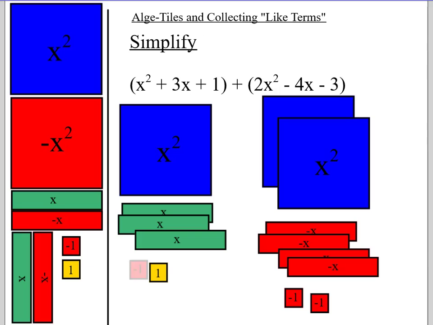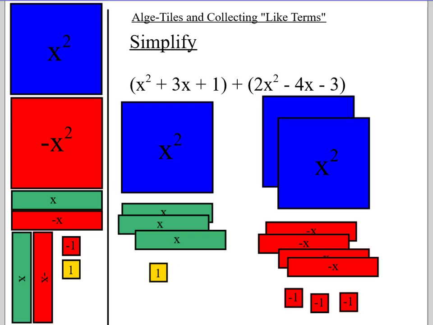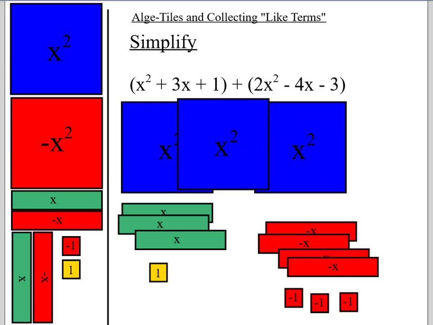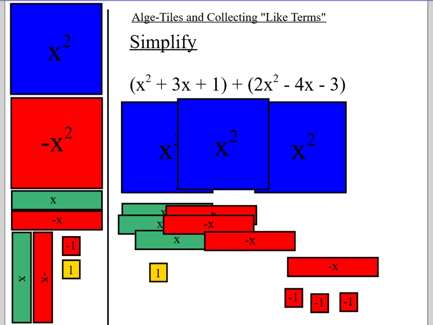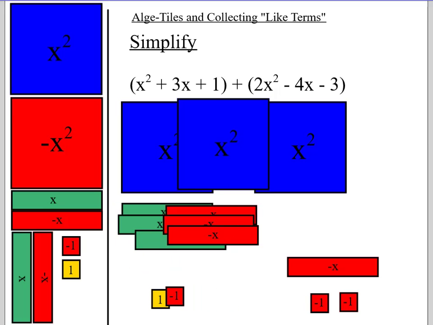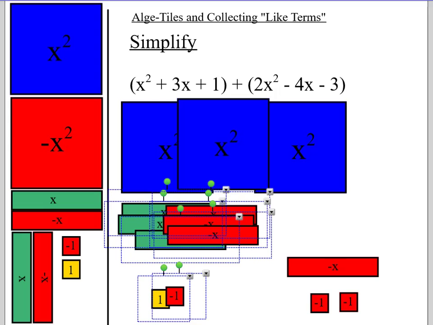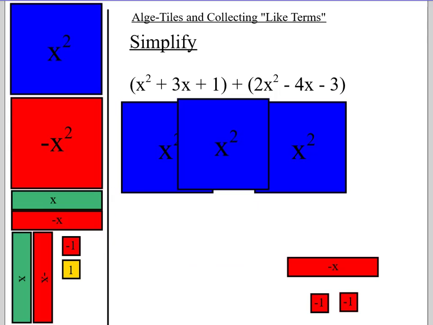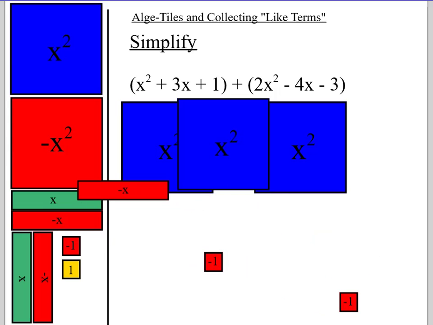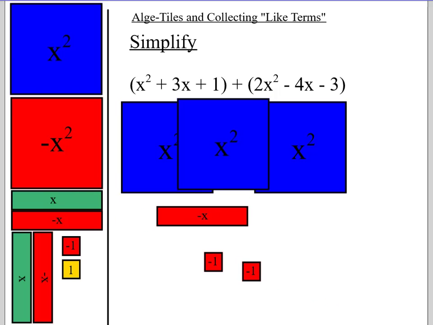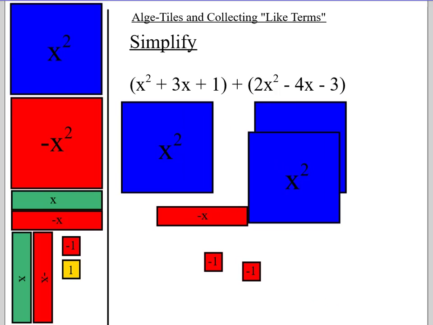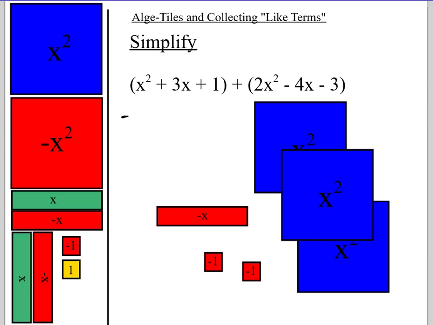And again, there's nothing that's going to zero off on the x squareds. There's 3 x's and negative x's that will cancel each other out. And there is one whole unit of 1 there that can cancel, so those all go away. And this is what we're left with. So the answer here, better give myself some room, is 3x squared minus x minus 2.